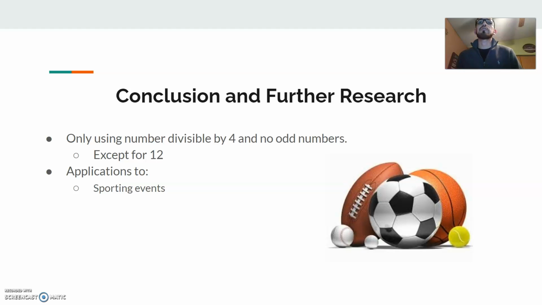In conclusion, and some further research. Even though it hasn't been proven yet, it is believed that this process works for a larger number of players that are divisible by 4, with the exception of 12. 12 is a special case. In other words, for any number bigger than 16 that is divisible by 4, this process is said to work.